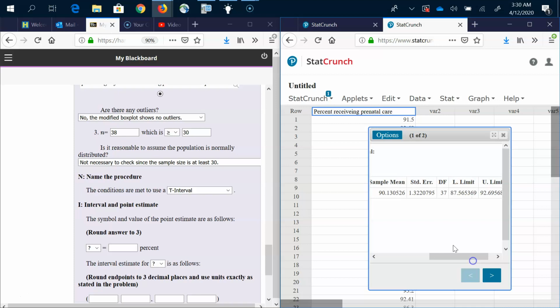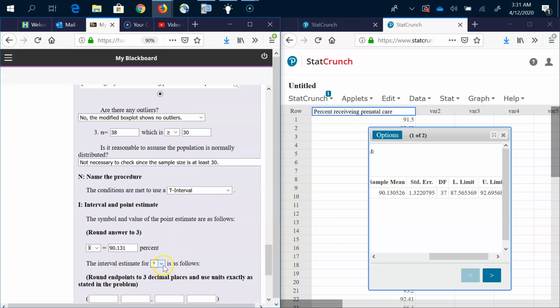Okay, the sample mean is 90.13. So the symbol and value for the point estimate is the sample mean. And it wants 3 decimals. So we have 90.131, if we round to the 3rd decimal location. 130, that's the 3rd location, but I look to the right, it's a 5. So I'm going to round to 131.